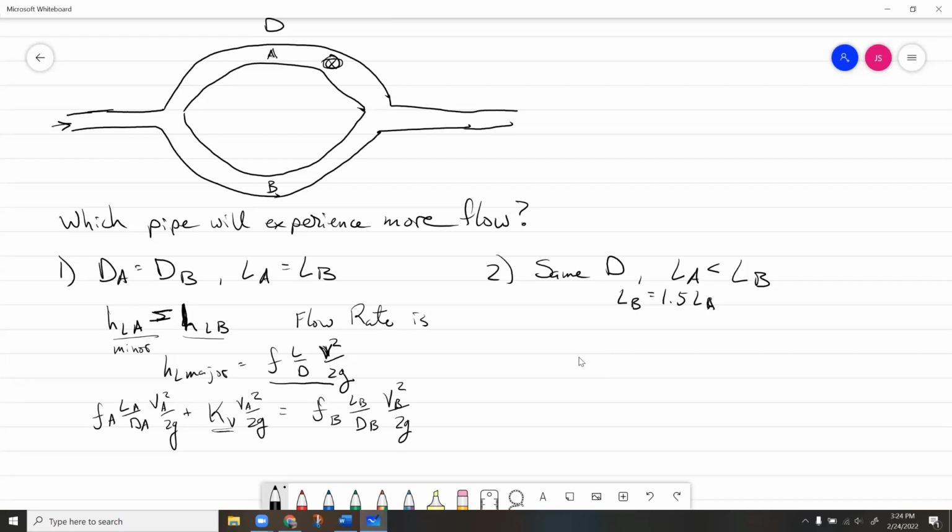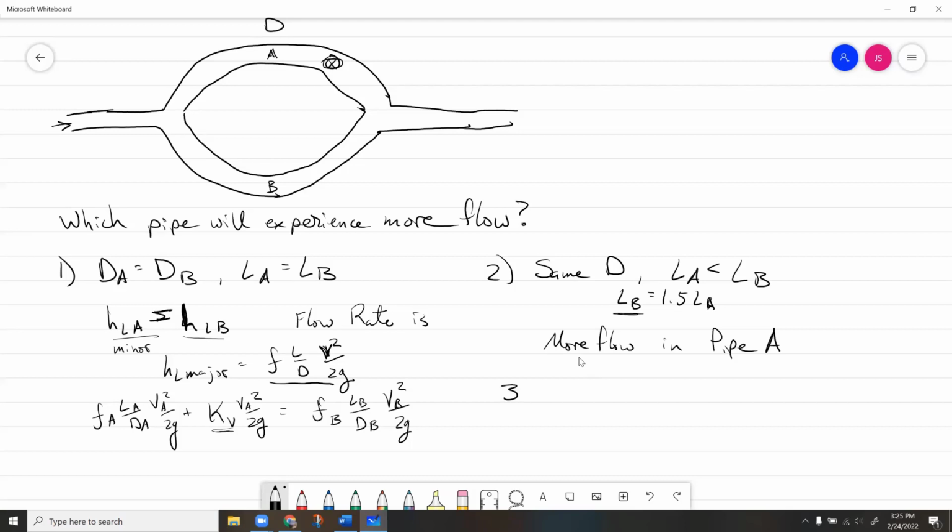Okay, so yeah, you kind of think about initially, okay, which one's going to have more resistance? LB is longer. Major losses are more important than minor losses in terms of energy loss. So if we say it's 50% longer, then that will probably override whatever minor loss we have with that gate valve. So then we'll say more flow in pipe A in this case, because with a longer pipe you just have a harder time pushing that water through.